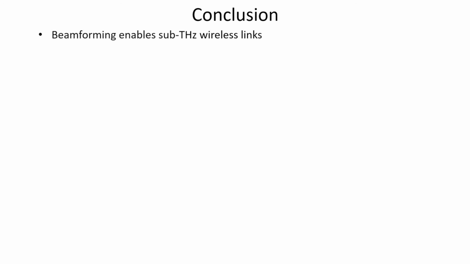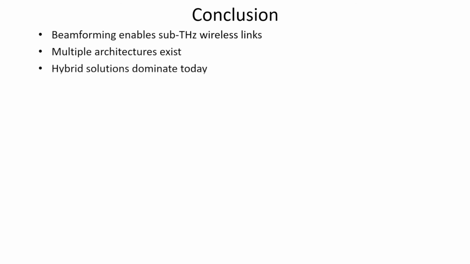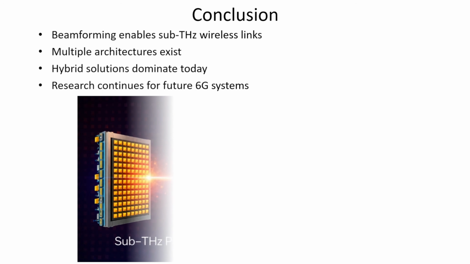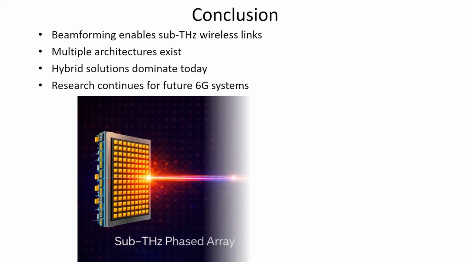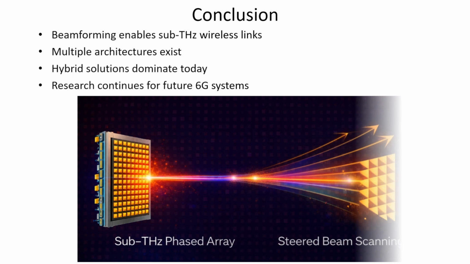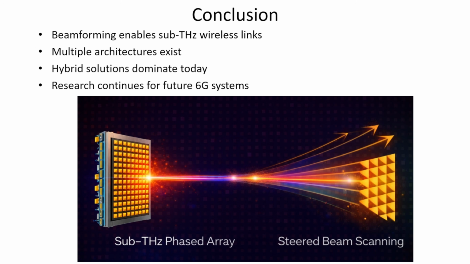Beamforming is a key technology enabling sub-THz wireless communication. By focusing energy into narrow beams, antenna arrays can overcome extreme path loss at 140 GHz. Different beamforming architectures provide different advantages. Hybrid solutions are currently the most practical, while research continues toward future 6G systems.